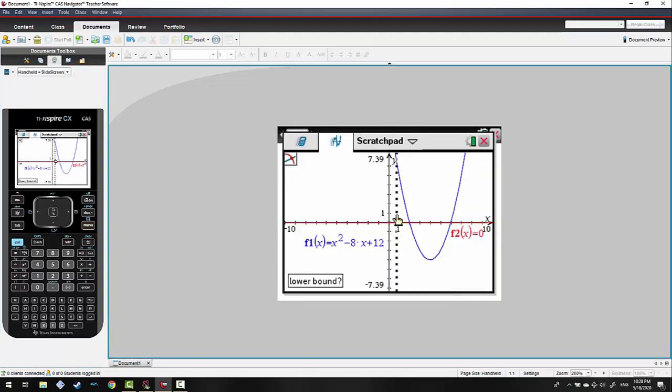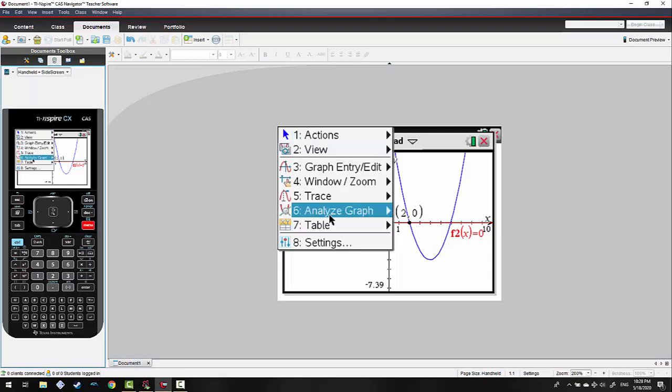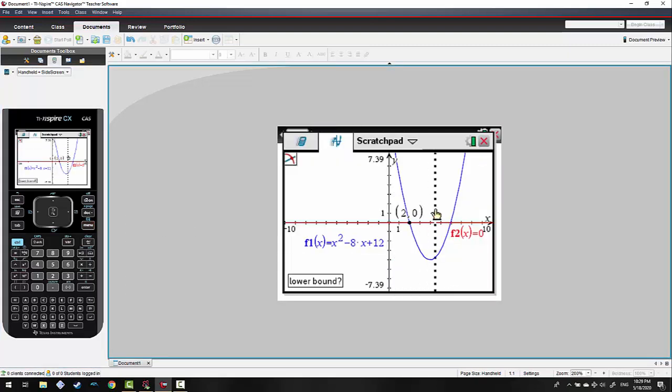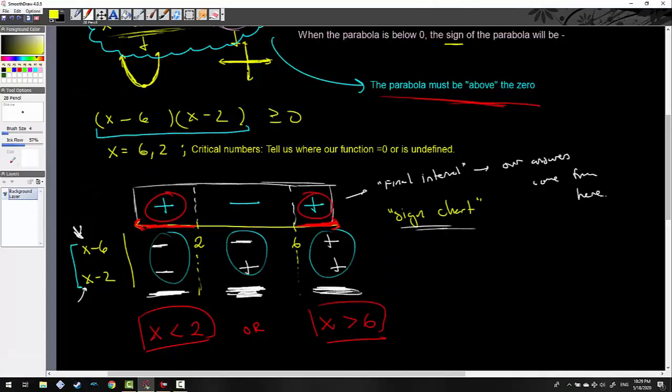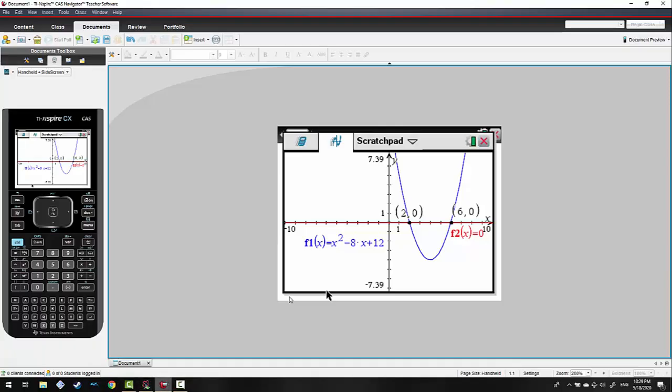So analyze intersection, lower bound, upper bound. Boom, 2, 0. Look at that, x being 2. I don't think that was a coincidence. Lower bound, upper bound. Okay, here we go. 6. Again, both of our answers are showing up on this graph as points of intersection. So remember, we were looking for where the blue thing was above the red thing.